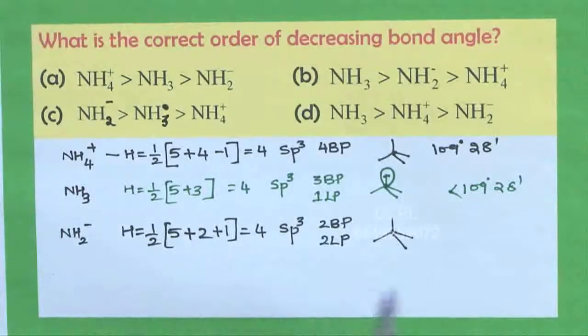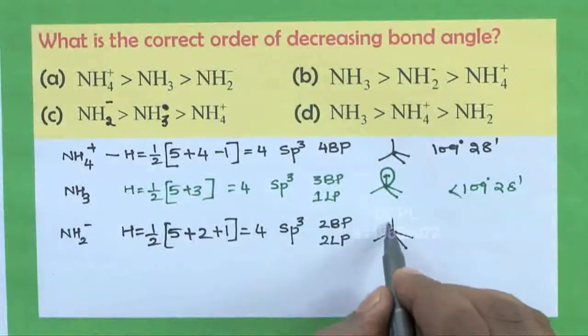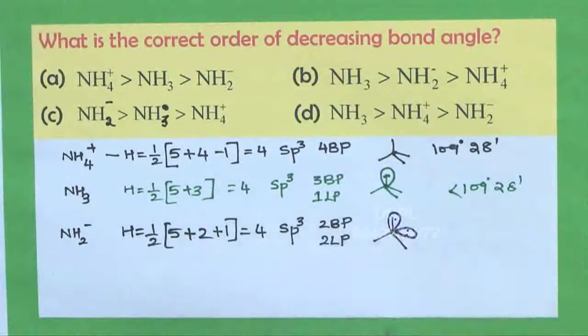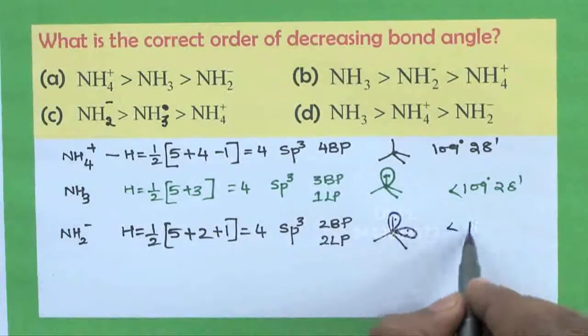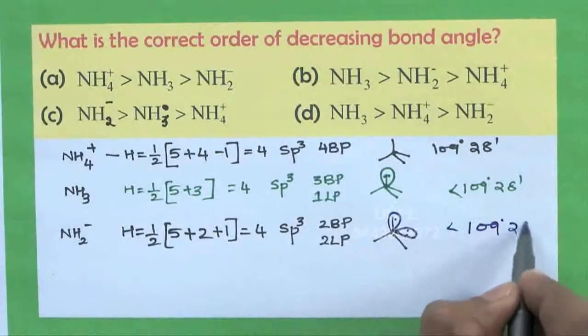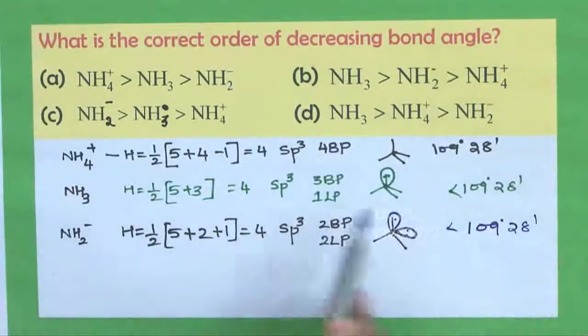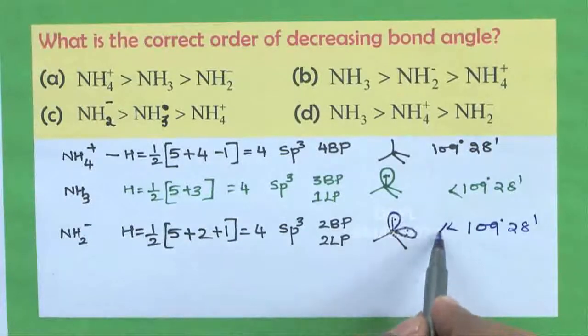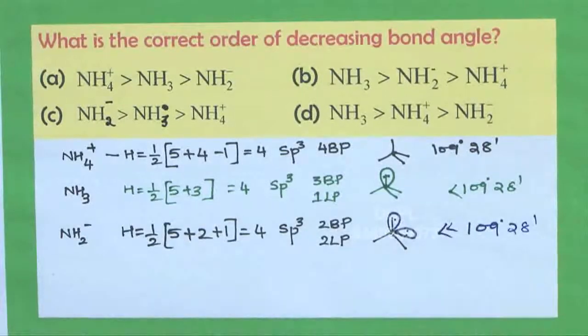Now, there are 2 lone pairs, that means out of 4 positions, 2 positions are occupied by lone pairs. Since lone pairs are present, the bond angle will be less than 109 degree 28 minutes. NH3 also contains a lone pair, NH2 minus also contains lone pairs, but NH2 minus contains 2 lone pairs, so its bond angle will be still less.